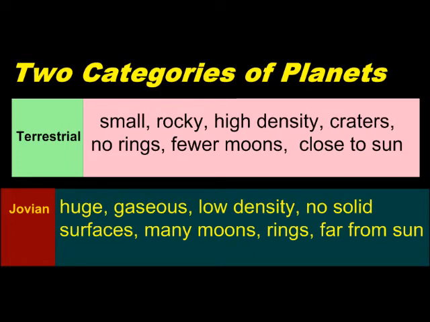Jovian planets are the ones further away, and they are very, very big. They're made of gas. They are very low density. They have no solid surfaces. They have many, many moons. Some of them have rings. Saturn has the most defined rings, and they're far away from the Sun.